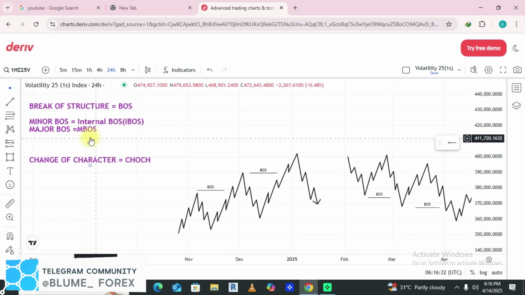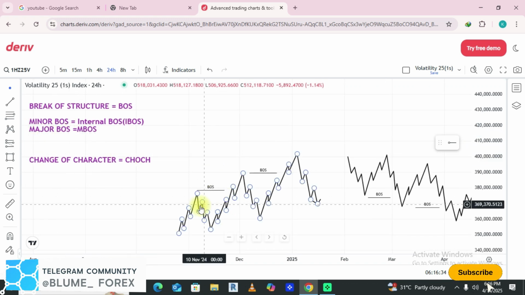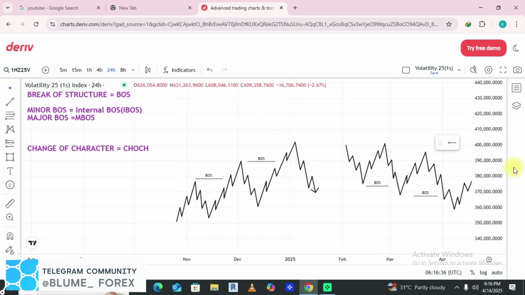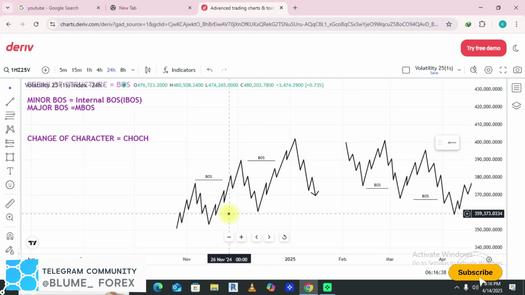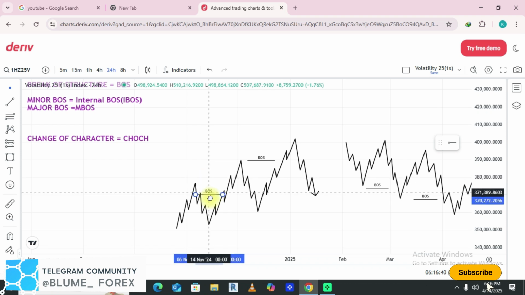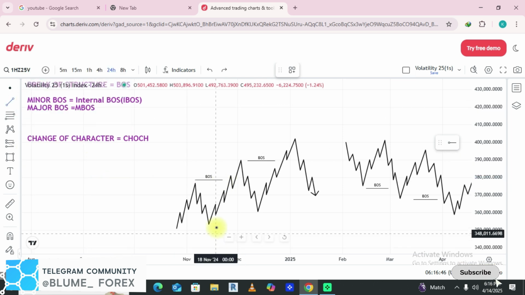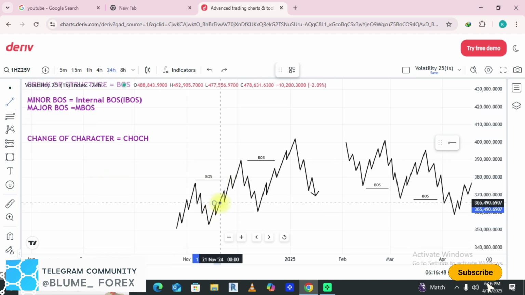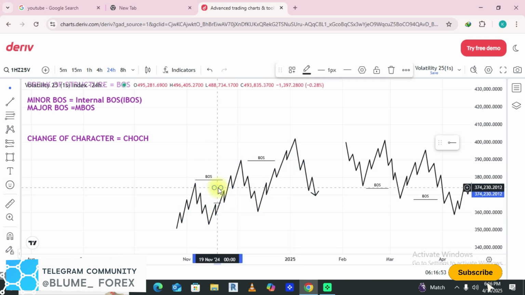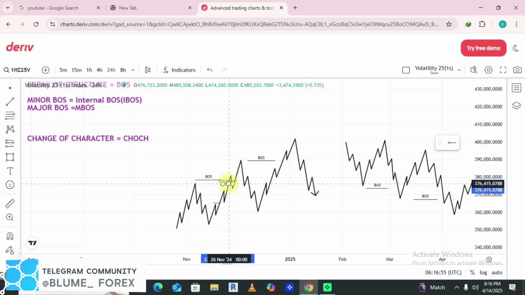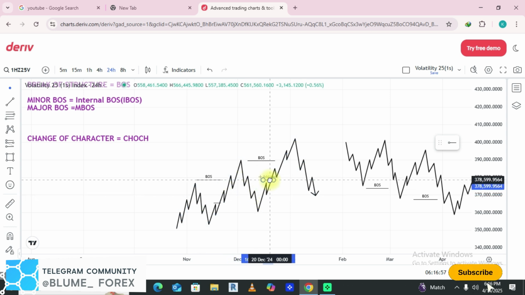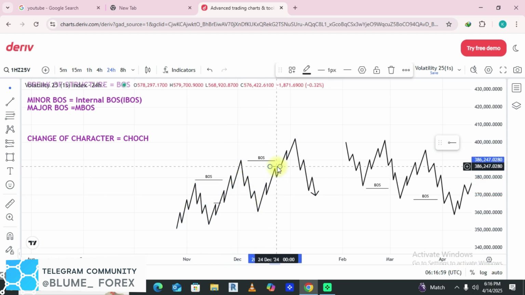Now with minor break of structure, we will be breaking structure to the upside, all right, but it will be happening on a minor structure. Hence we call it the IBOS. So this will be your IBOS, right? This will be internal break of structure, internal break of structure, and so on. This is called the IBOS.